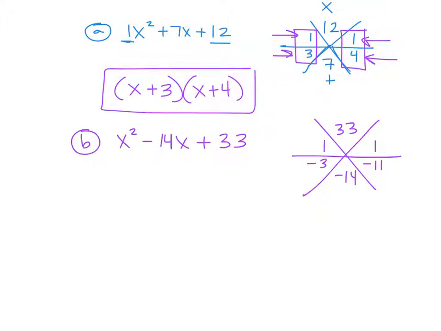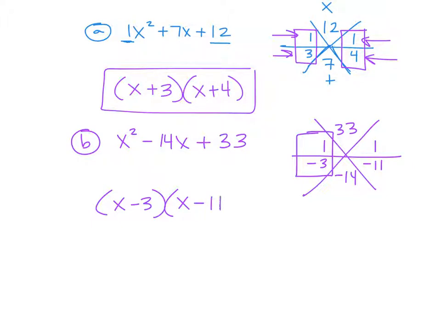Now how you write this. The last one, we called it x plus 3. What do you suppose we called this one? X minus 3. So this is x minus 3 times x, what?